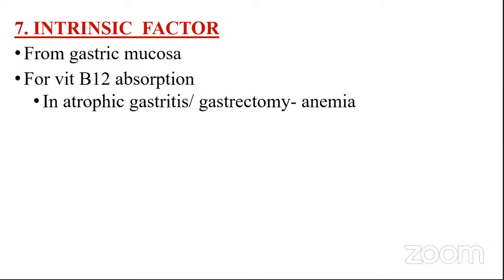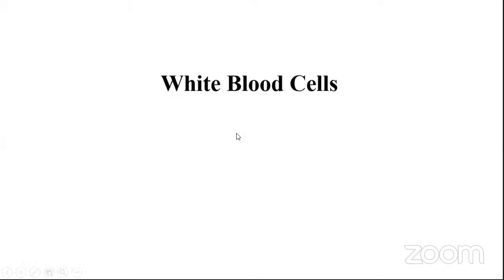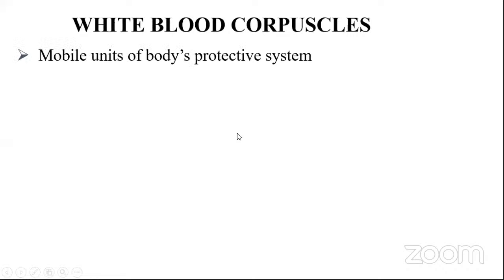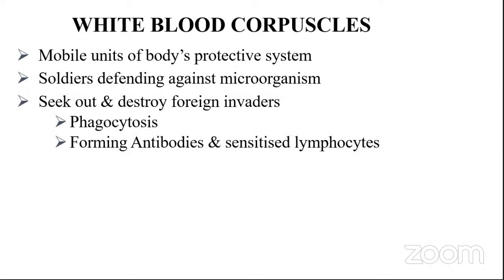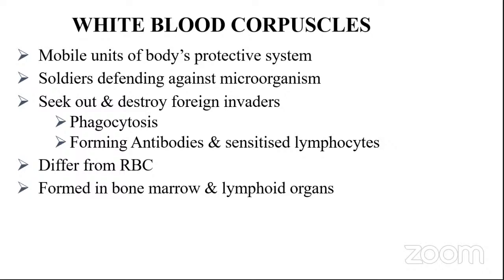So we'll go to the next small topic, the WBCs. Coming to the white blood cells, the white blood corpuscles, they are the mobile units of the body's protective system. They are the soldiers defending against microorganisms. They seek out and destroy the foreign invaders by phagocytosis and by forming antibodies and sensitized lymphocytes. They differ from RBCs, and are formed in the bone marrow and lymphoid organs. Their average lifespan is very short, whereas for RBCs it is 120 days.